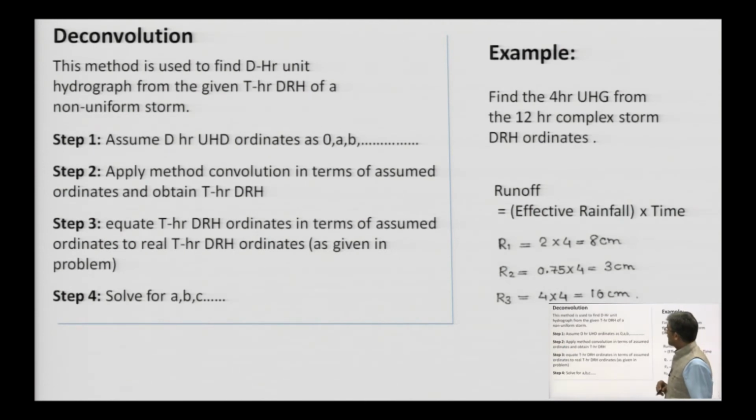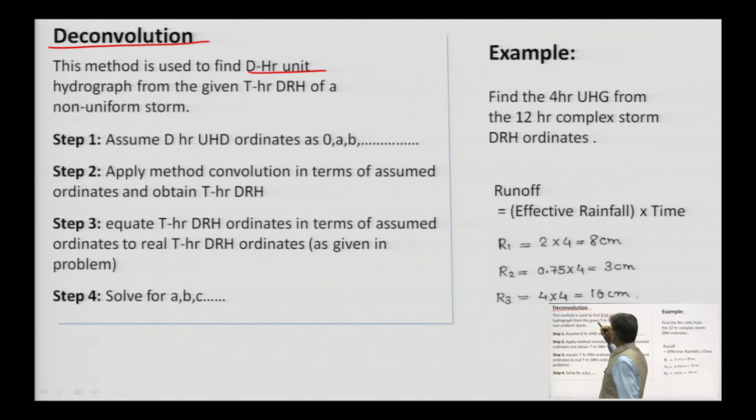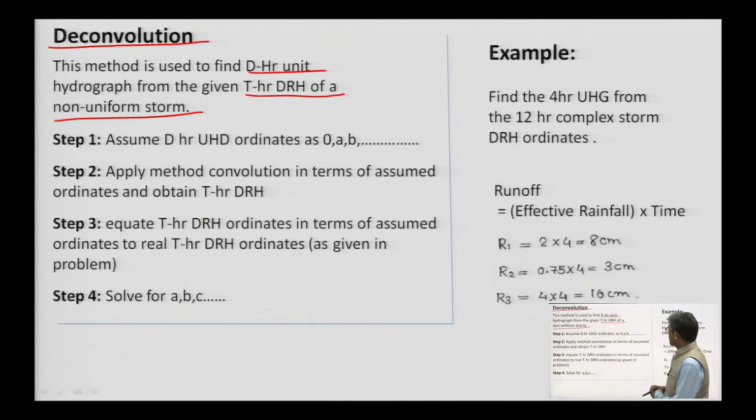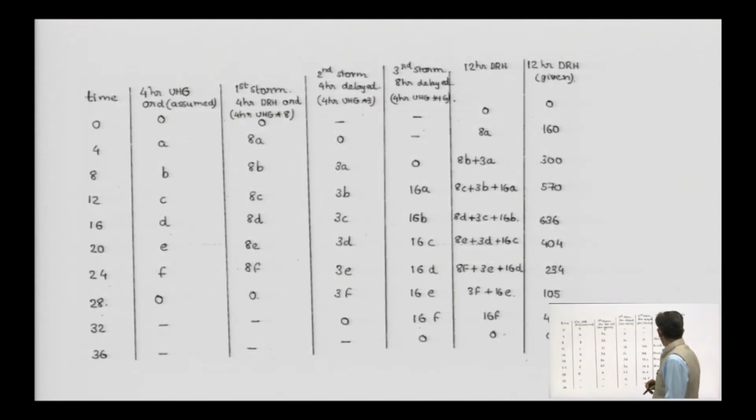The next method is deconvolution. This method is used to find the DR unit hydrograph from the given TR DRH of non-uniform storms. How will we get it? There is no precondition here. Assume the TR unit hydrograph ordinates as 0, A, B. Here it is actually reverse engineering.